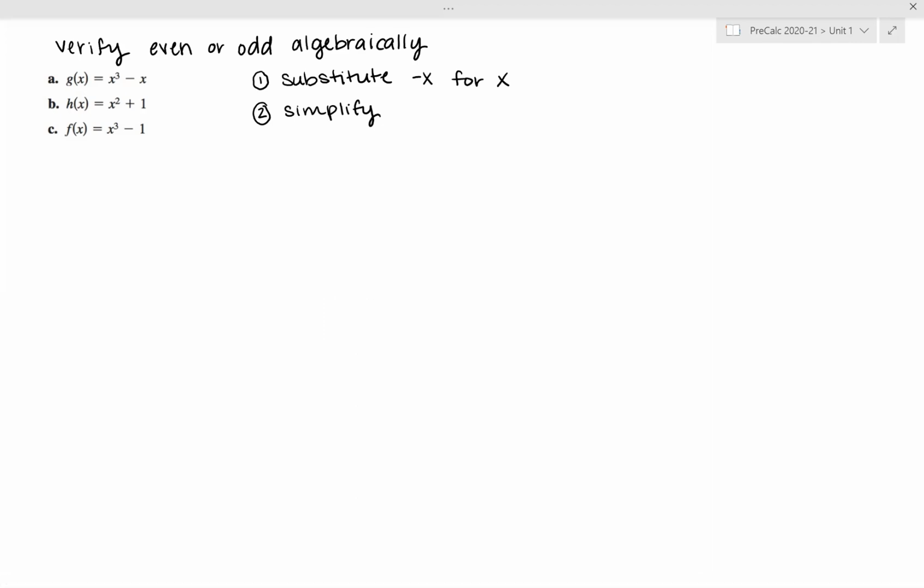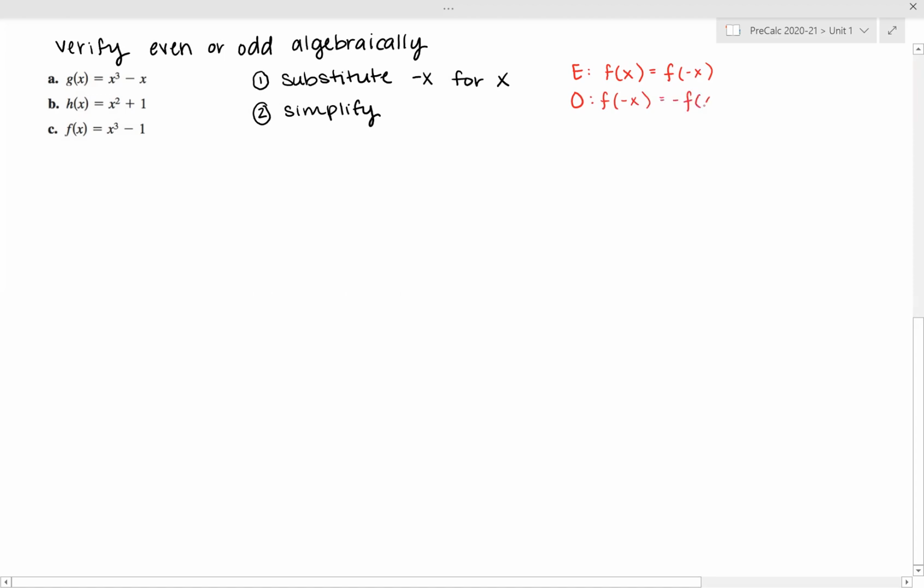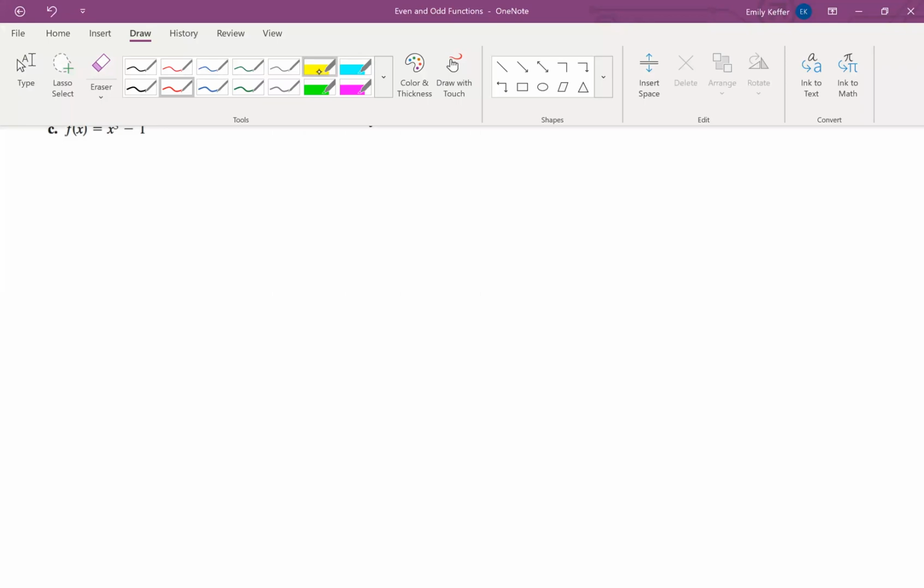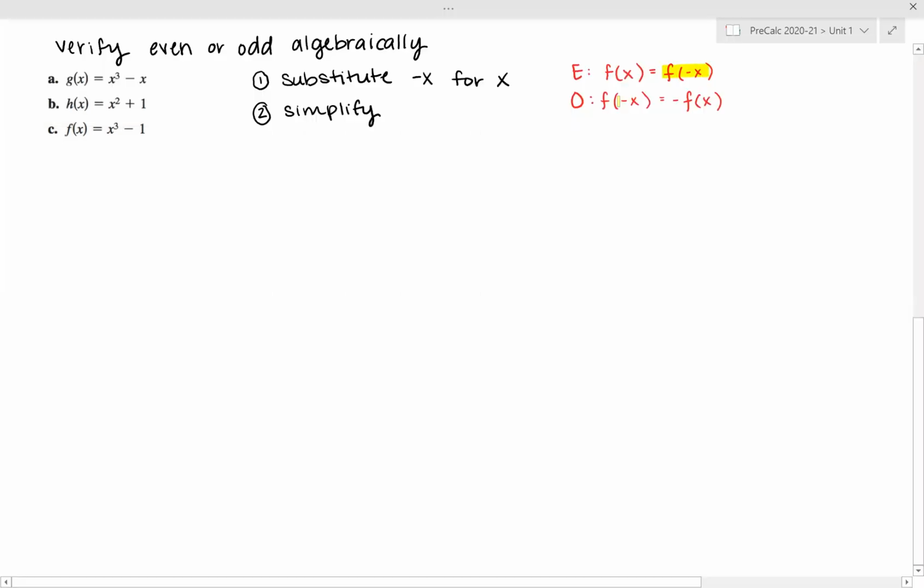Let's remember also that, I'll write this in a different color. Even functions, our rule is that f of x is equal to f of negative x. Odd functions, our rule is that f of negative x is equal to negative f of x. Notice how both of them are comparing something to an f of negative x, which is why I suggest substituting in that negative x first.